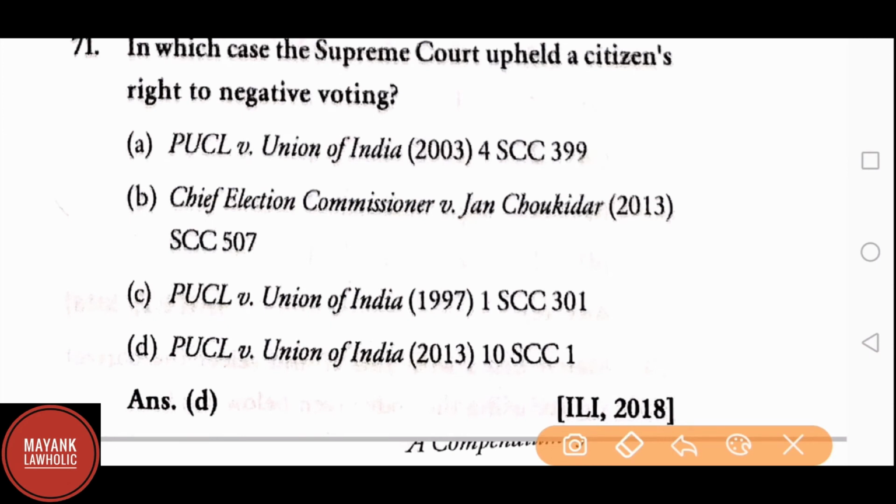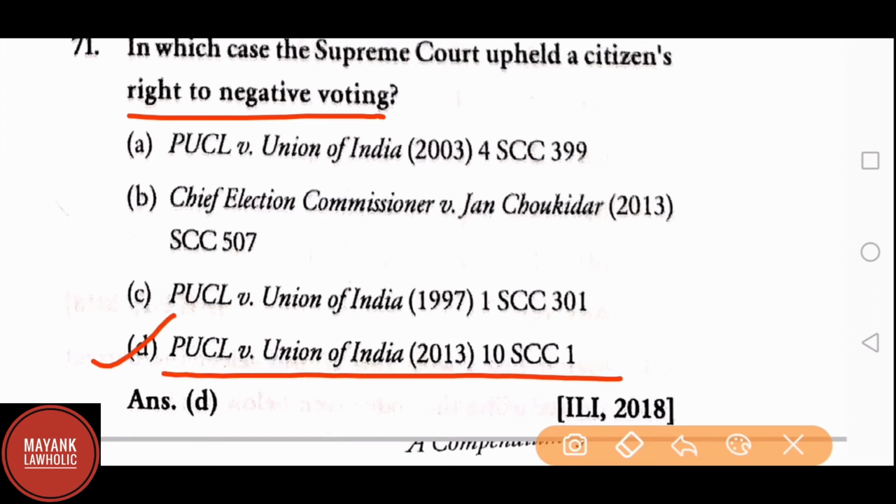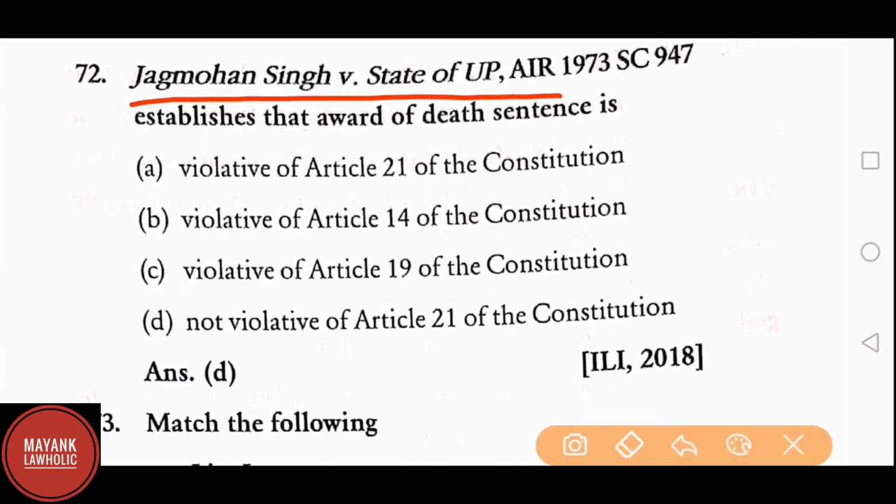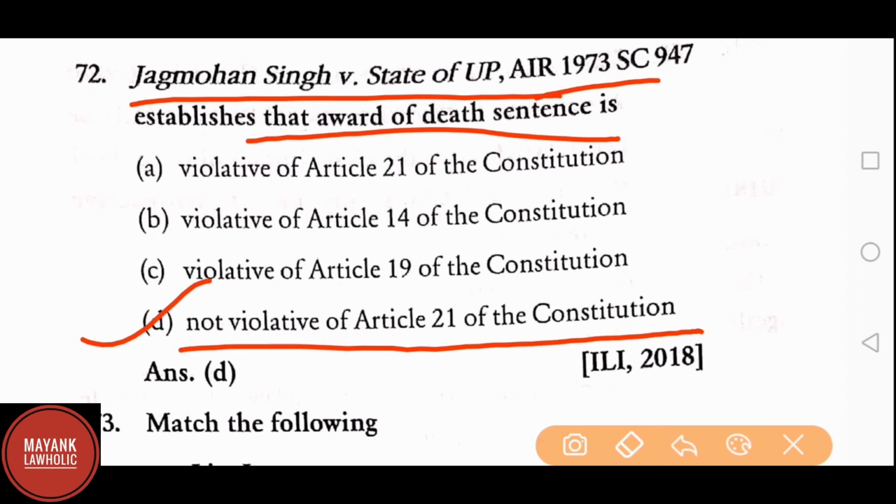Question number 71. In which case did the Supreme Court uphold the citizens' right to negative voting? In D. PUCL versus Union of India, 2013. 72. Jagmohan Singh versus State of UP, AIR 1973, established that the award of death sentence is not violative of Article 21 of the Constitution.